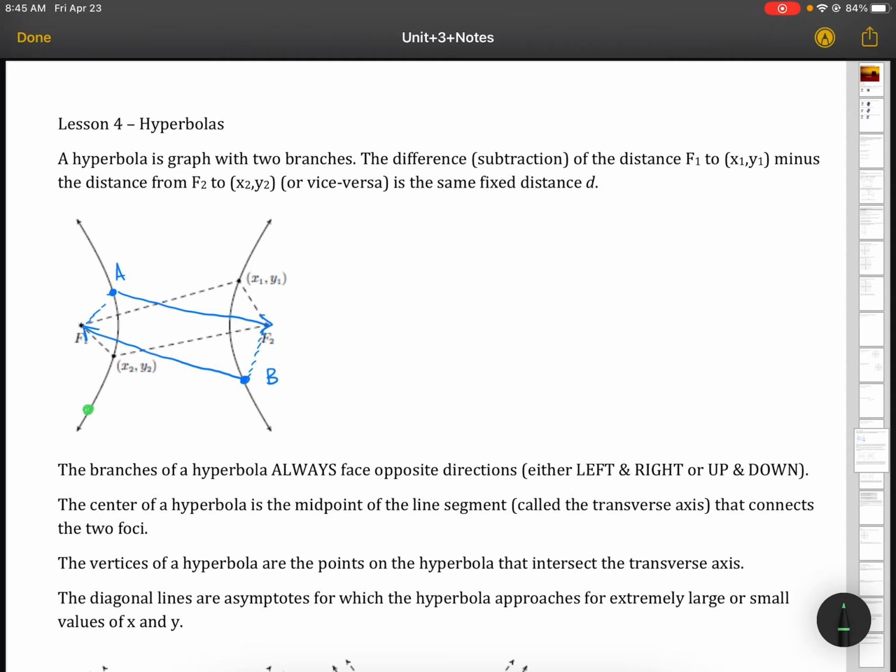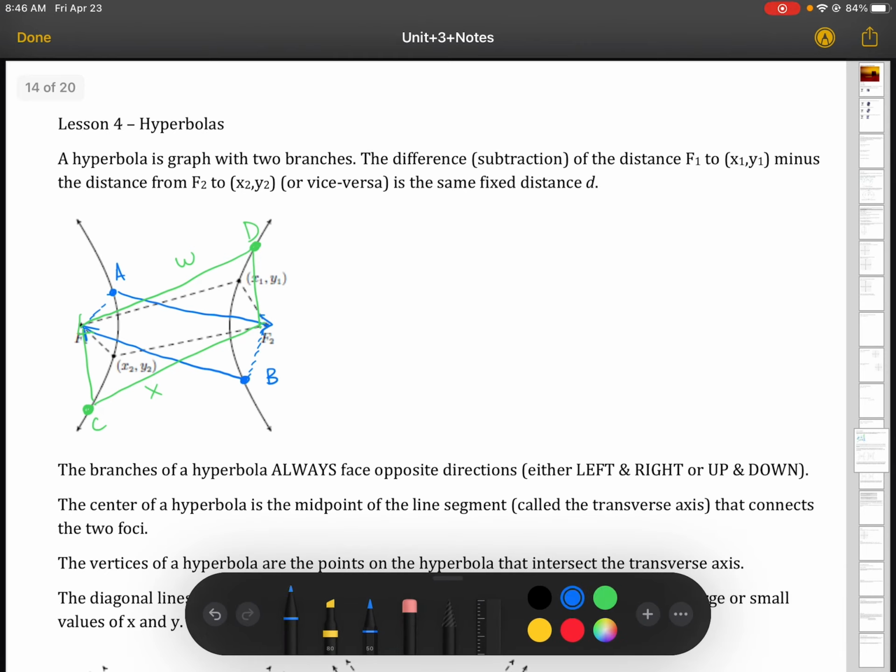So say I'll put another point here, another point here. So we'll call this point C, and we call this point D. So if we draw from C over to this focus, and from D over to this focus, we'll call this distance W, we'll call this distance X, and then we'll call the distance from A to focus 2, we'll call that Z, and we'll call the distance from B to focus 1 R.